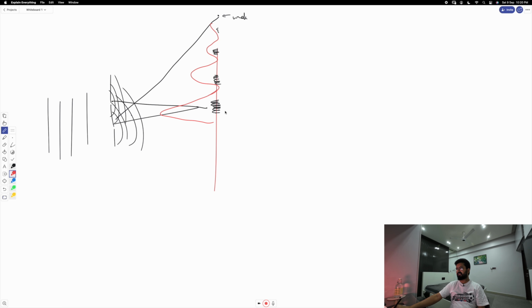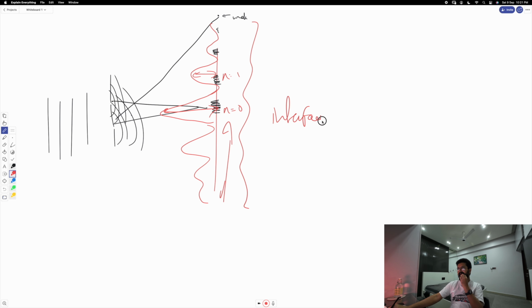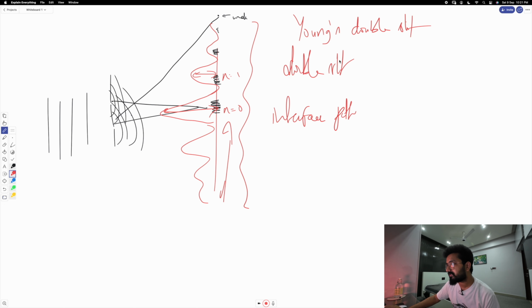At n equals 0 you have the largest intensity, the maximum intensity, at n equals 1 you have slightly smaller than that, and so on. And this pattern will be the same on this side as well, right? This pattern which is drawn on the screen is called the interference pattern. Okay, you can also say double slit interference pattern. And this experiment was conducted by the physicist Young. That's why it is also called Young's double slit experiment.